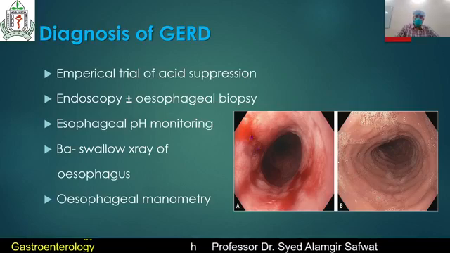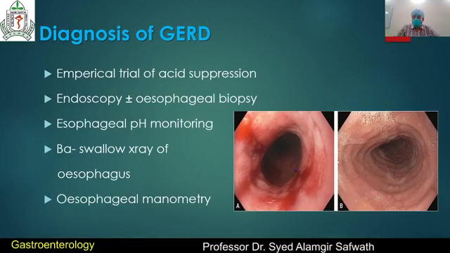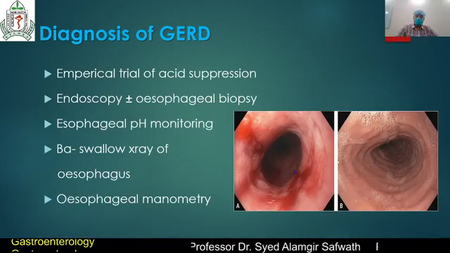But in case of GERD, there is some linear ulcer at the lower end of the esophagus. Sometimes you will get ulcer, sometimes you will get erosion. But this is the picture: linear lesions. So this will suggest reflux disease, GERD.